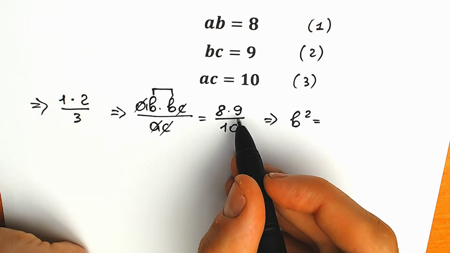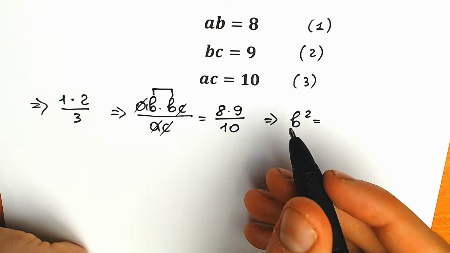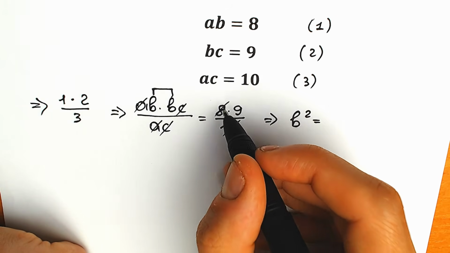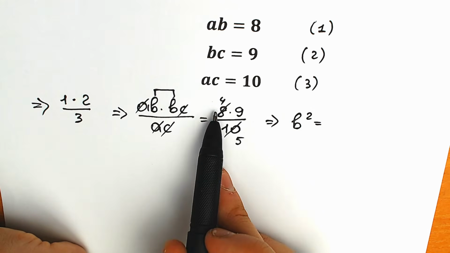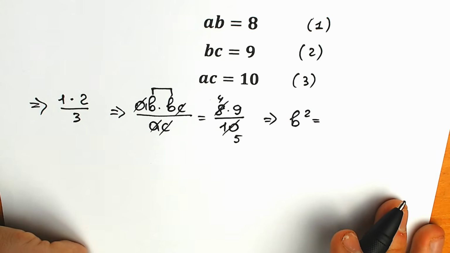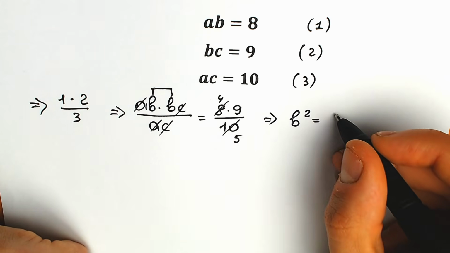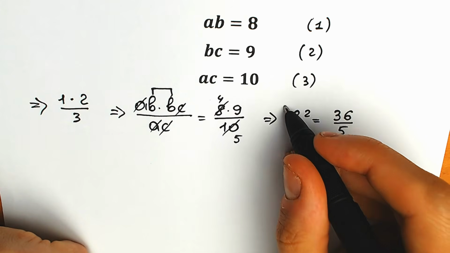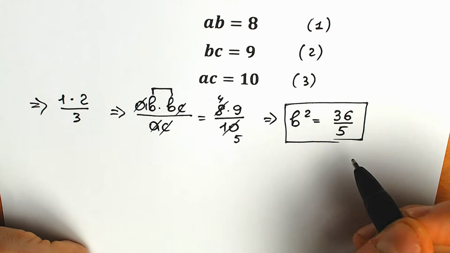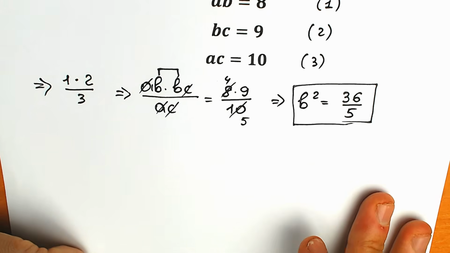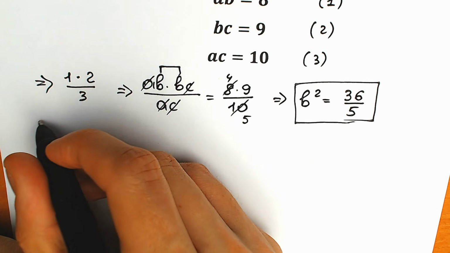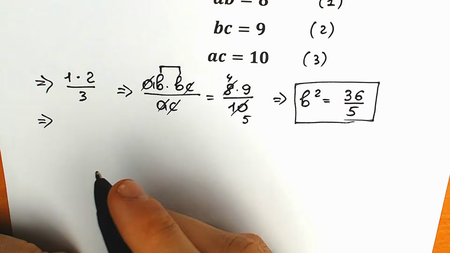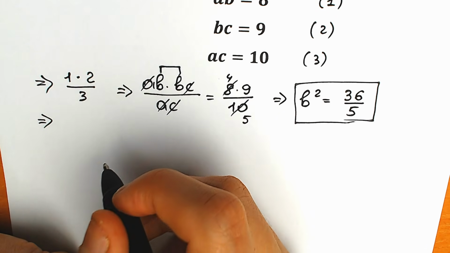So let's write that our B square equals, what do we have? 8 times 9 equals 72, 72 over 10, or maybe the better way is to divide it by 2. So we have 5 in our denominator and 4 in our numerator. 4 times 9 equals 36, and we have 5 in our denominator, so 36 over 5. Okay, and this is our B square. Now, according to the same logic, let's solve for A square and C square, and then we will remember a great formula.